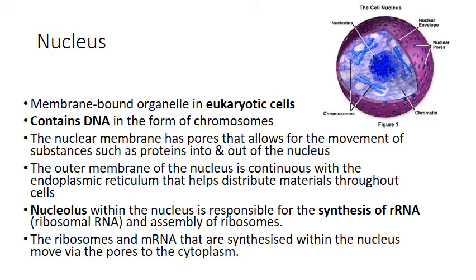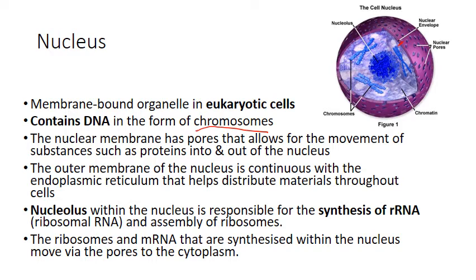This includes a nucleus. So in the nucleus is DNA, and DNA in eukaryotic cells is in chromosomes. In prokaryotic cells, it was the circular plasmid structure. The nuclear membrane has pores in it, so it has these little holes that you can see, and this allows substances and proteins to move into or out of the nucleus. So our mRNA is able to come out to be able to be converted into a protein.